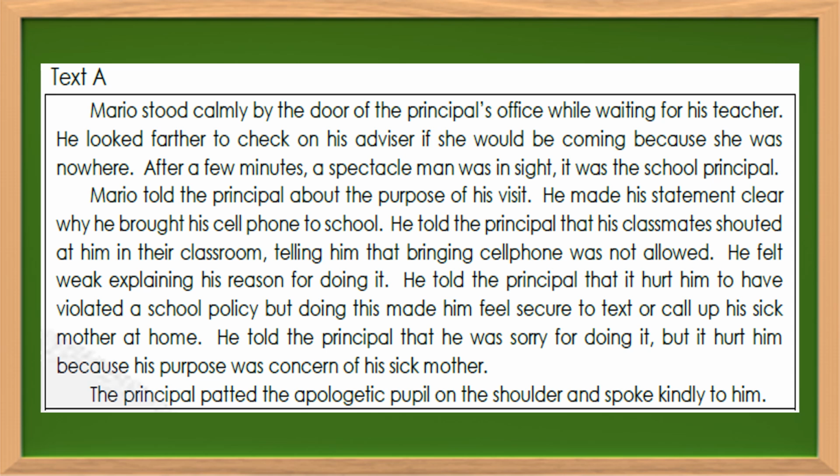He made his statement clear why he brought his cell phone to school. He told the principal that his classmates shouted at him in their classroom, telling him that bringing a cell phone was not allowed. He felt weak explaining his reason for doing it. He told the principal that it hurt him to have violated the school policy, but doing this made him feel secure to text or call up his sick mother at home. He told the principal that he was sorry for doing it, but it hurt him because his purpose was concerned of his sick mother. The principal patted the apologetic pupil on the shoulder and spoke kindly to him.